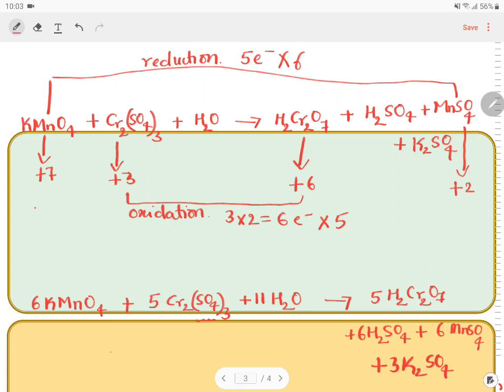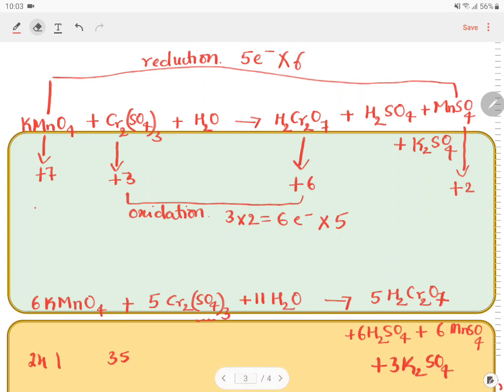Now, look at the number of oxygen. We should not consider from here. So, 6 fours are 24 oxygen. 24 plus 11 will be 35. And look at here, we should not consider this, this and this. So we are left with 5 sevens are 35. Again, the number of oxygen also got balanced.